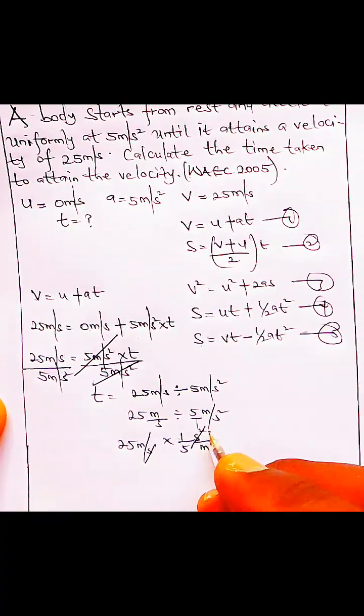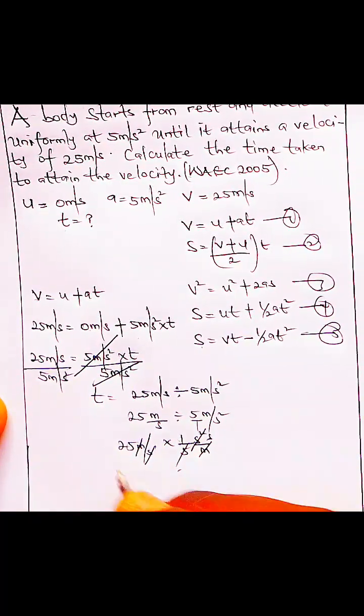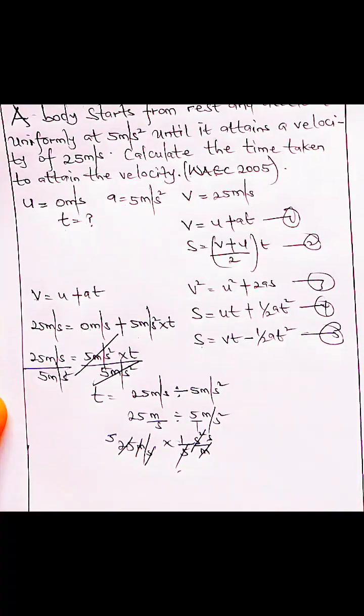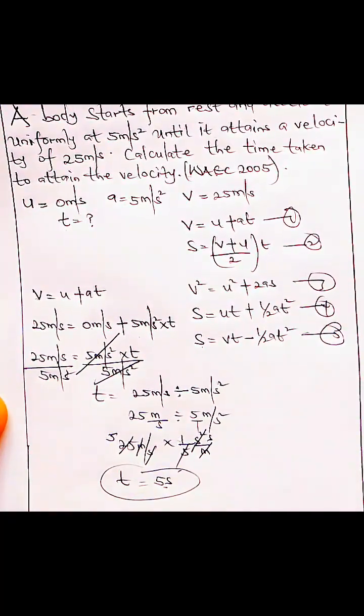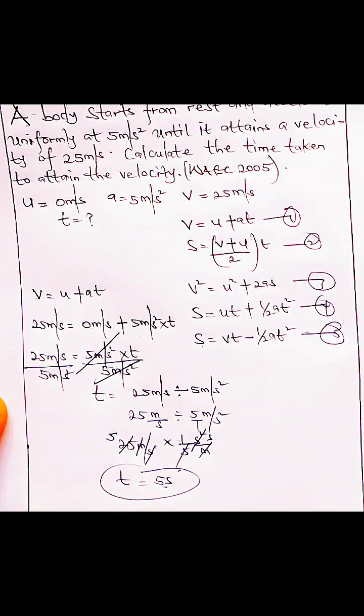So 25 meters per second times 1 over 5 second squared over meter. So seconds cancel, meters cancel meters, that's a meter. 5 here 1, 5 here 5. What do we have left? Our time is 5 seconds. So this is as simple as ABC.